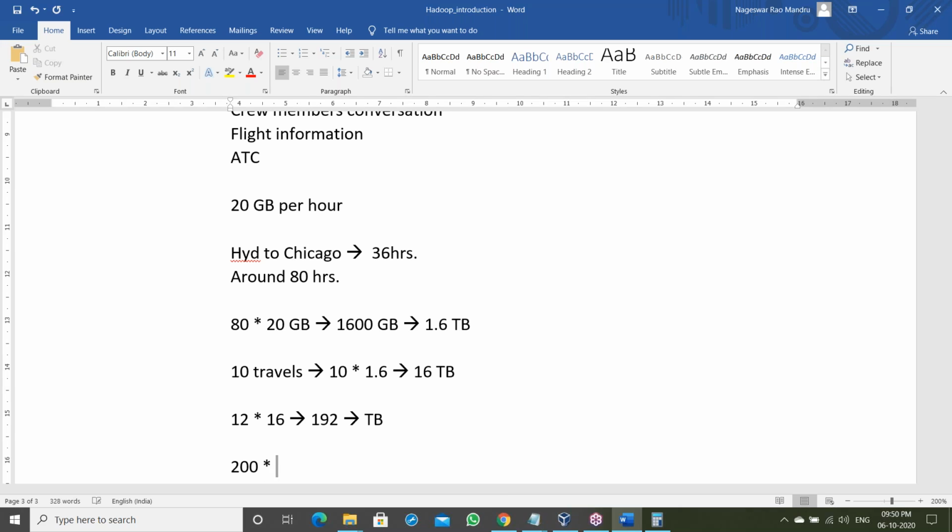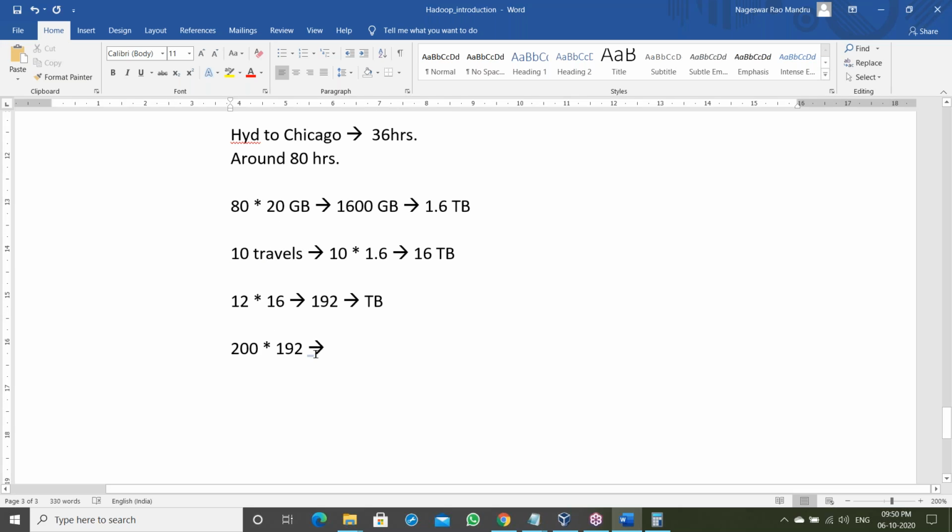So 200 flights multiplied by 192, which is around 200 into 200: 2 into 2 is 4, followed by 4 zeros. This value is equal to 40 petabytes of data, dividing by 1000 to convert to petabytes. So yearly they are generating 40 petabytes of data.